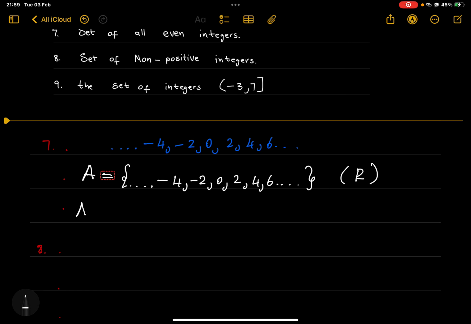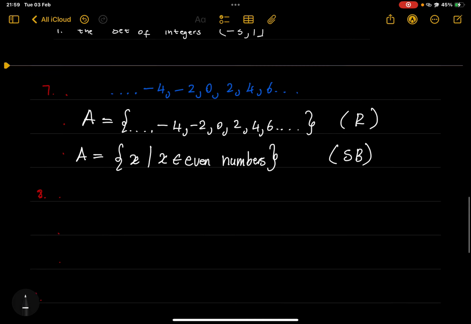Then let's check what? Set builder. Using set builder, we're going to say x such that x is an element of what? Element of, we can say, even numbers. x is an element of even numbers. So we wrote this thing using what? Using set builder.